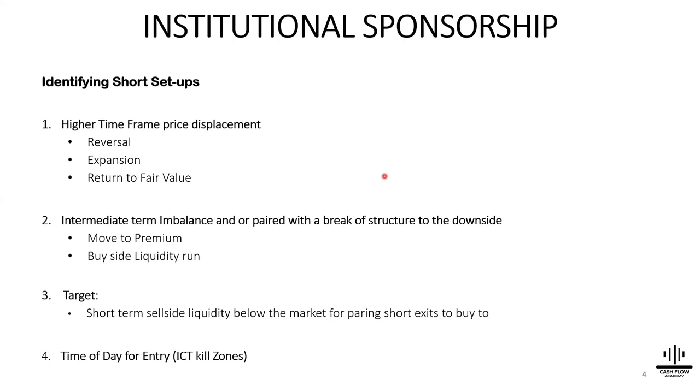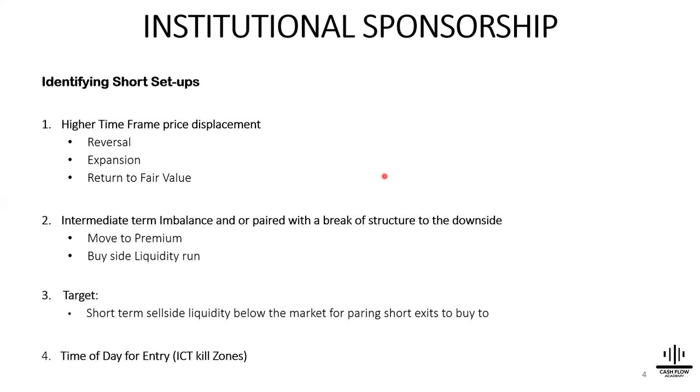Now, remember I explained that as a professional trader, you have to have at least 3 time frames: the higher time frame, intermediate, and then the lower time frame. So with these 3 time frames, you want to go to the highest time frame and then look for price displacement, which could either be a reversal, an expansion, or a return to fair value. And the second component is an intermediate term imbalance and/or paired with a break of structure to the downside.